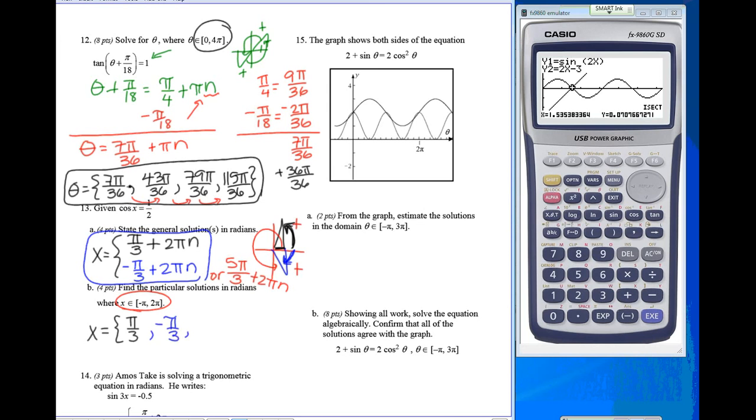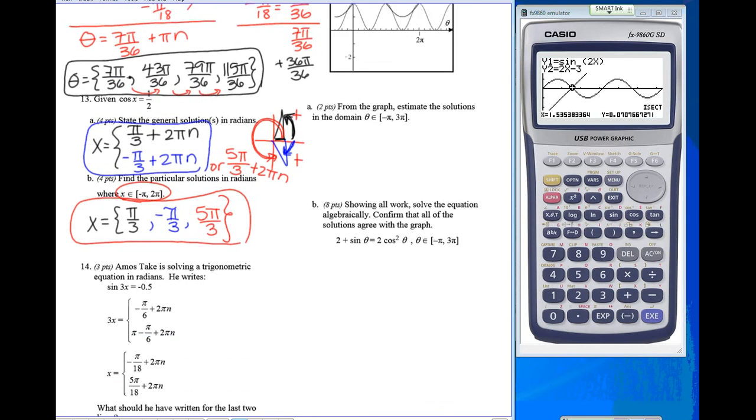And then if I hadn't already, I would have added 2 pi to that to get this 5 pi over 3 that I got by going around counterclockwise. All right, so there are my 3 solutions. Those are the only 3 ways that I can go and still be between negative pi and 2 pi. So I have to have exactly those 3 and only those 3.